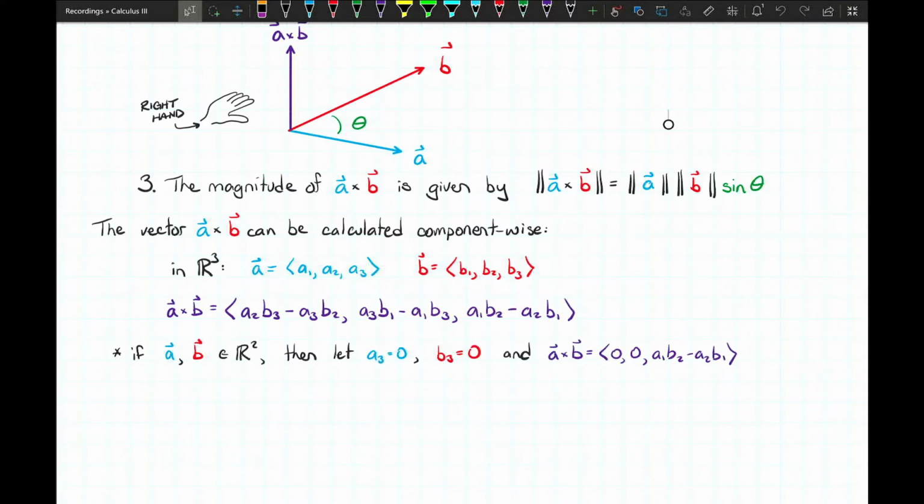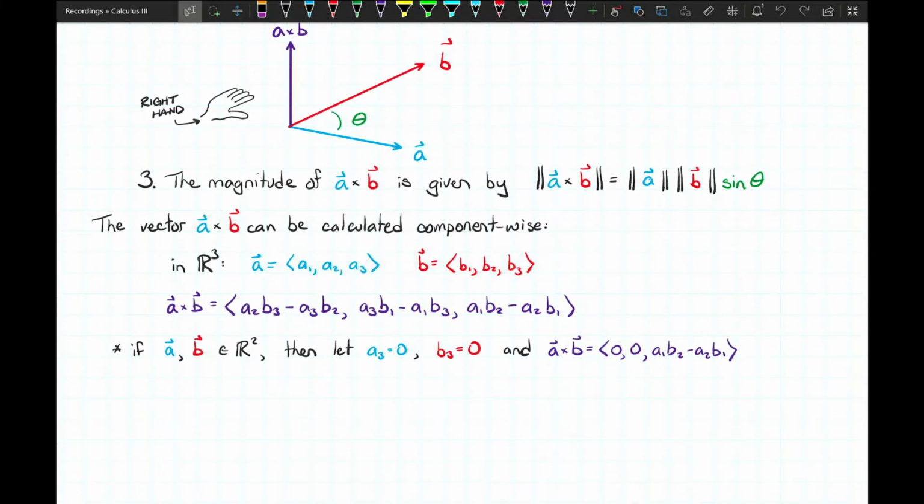Now, with this formula, you can actually see that if A and B are two-dimensional, or let's say A and B are really just vectors that lie on the XY plane with their A3 and B3 components equal to 0, then this cross product, as expected, should either point directly upwards into the positive z direction or directly downward into the negative z direction. You can see that here by letting A3 and B3 equal 0 in that formula.